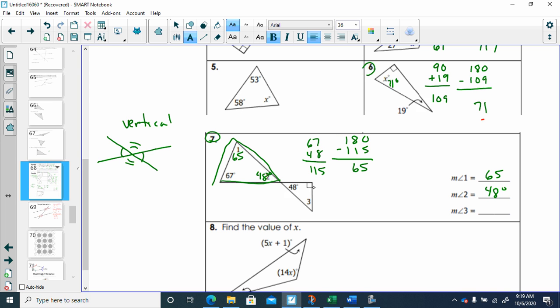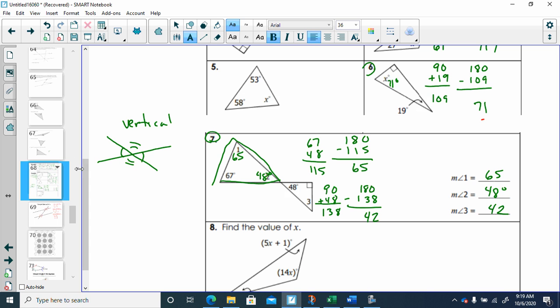Now let's look at this triangle down here. We need angle 3. This measures 48, this is 90. I'd add those two together, 90 plus 48, put that in your calculator, you get 138. Now 180 minus 138 would give you 42, okay? Measure of angle 3 is 42 degrees, simple enough.